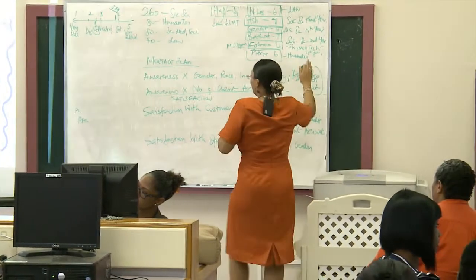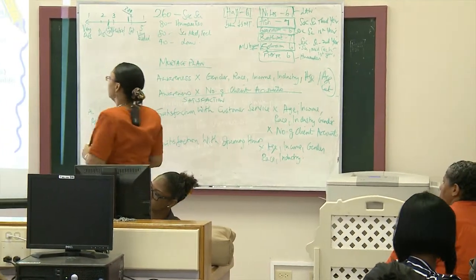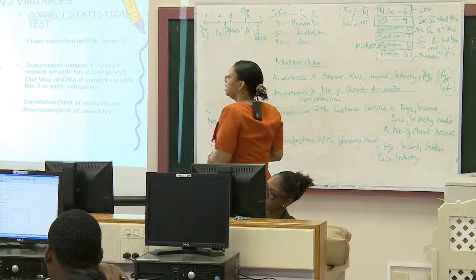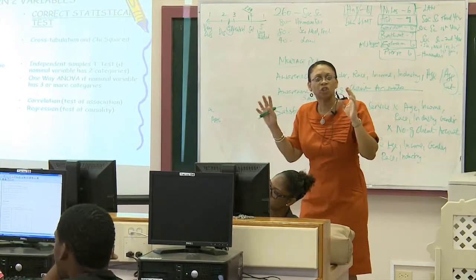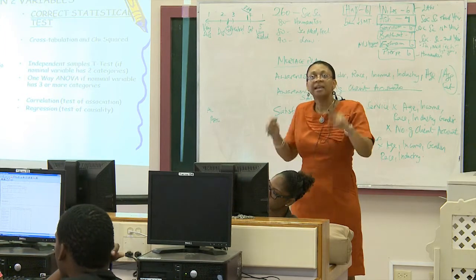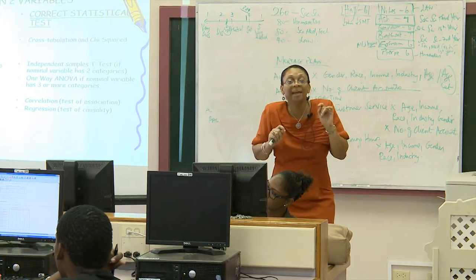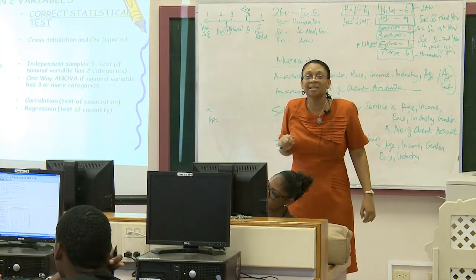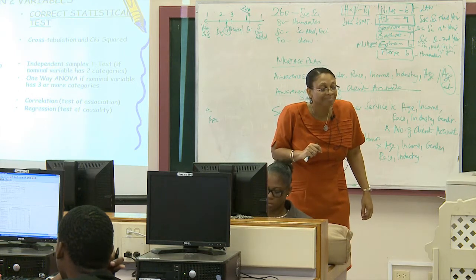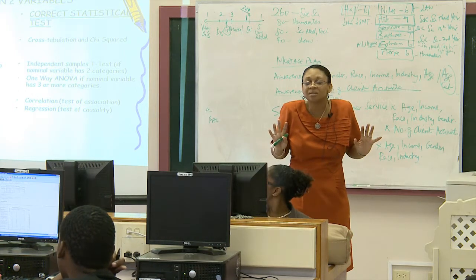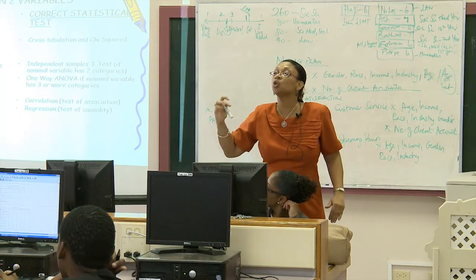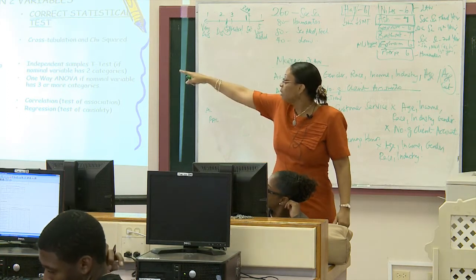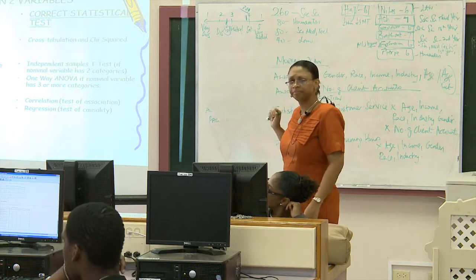So if I'm looking at age cat by awareness of the mortgage plan, nominal by nominal. If I'm looking at awareness of the mortgage plan by industry, that's a nominal by a nominal. And anytime I'm crossing a nominal by a nominal, I am doing a cross tabulation and a chi-squared. It never changes. That is why you always have to go through your questions and identify what each question is. Because then when you look at this, you know what to run.